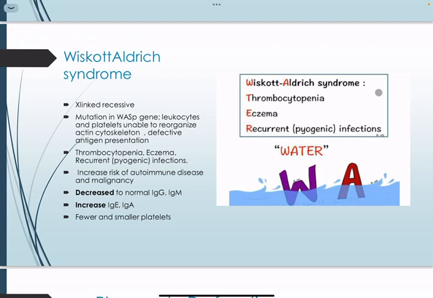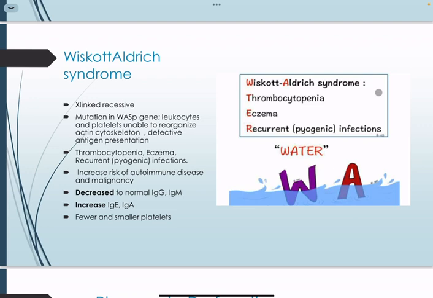Platelets, because there's a problem with the structure of the platelet, are low in number and small in size. Okay? To remember Wiskott-Aldrich, WA, remember the acronym WATER: W, Wiskott-Aldrich, T, thrombocytopenia, E, eczema, and R, recurrent infections.